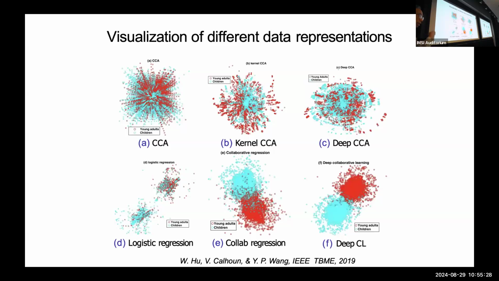If we project the high-dimensional data into those representations, you can see that using deep collaborative learning, we can better separate the two groups. They form two clusters, so we can easily separate the pre-teenager group from the young adult group.